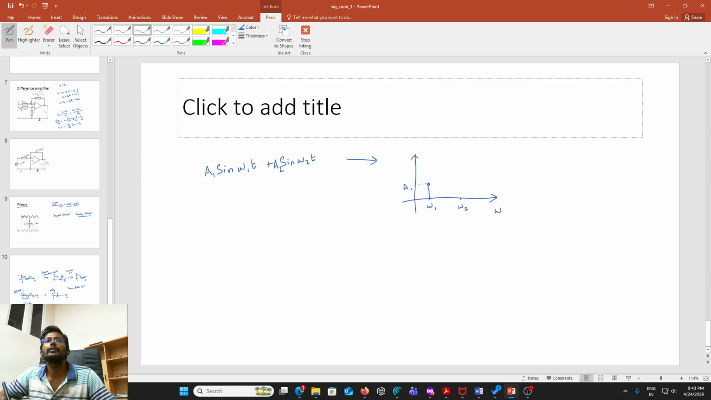And let's say this is a2. Then the spike over here is a2, and this is the transformation of this signal. Say this is f of t, which is given like this, and this is the conversion of this time domain signal into a frequency domain signal. Say this is capital F of omega.